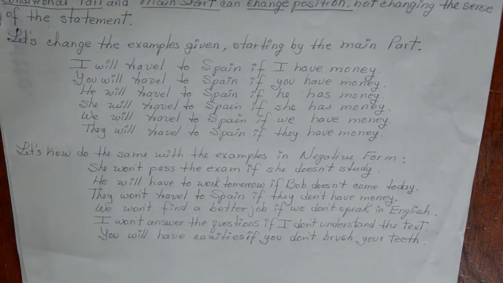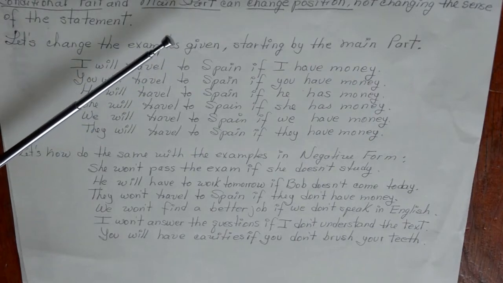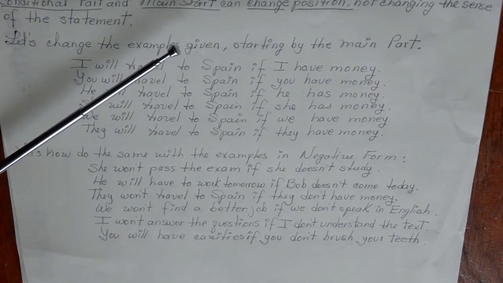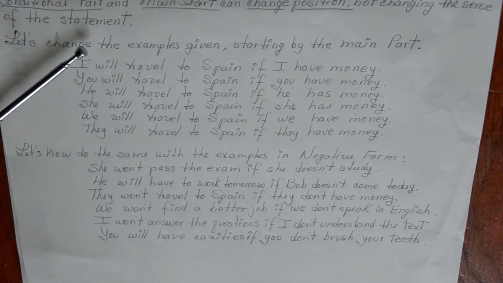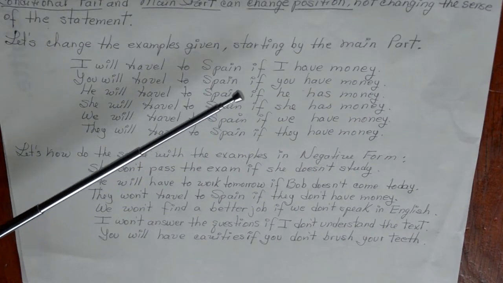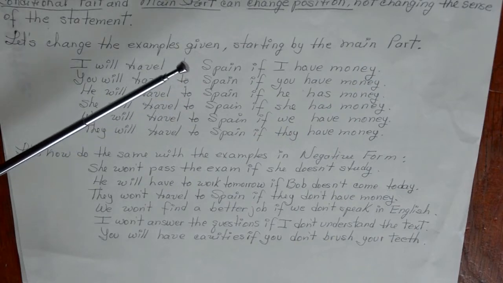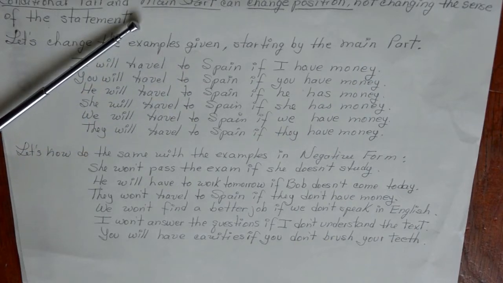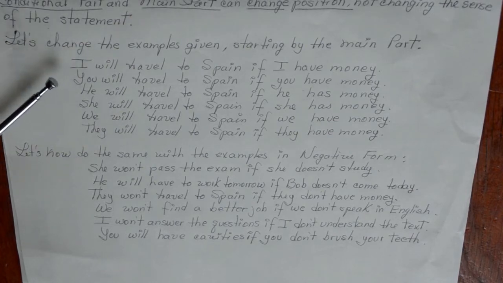Now let's go to check this part. Conditional part and main part can change position, not changing the sense of the sentence. Remember that the conditional part is when we see the words if or when. And the main part, it could be the complement of the sentence. Let's change these examples given, starting by the main part.